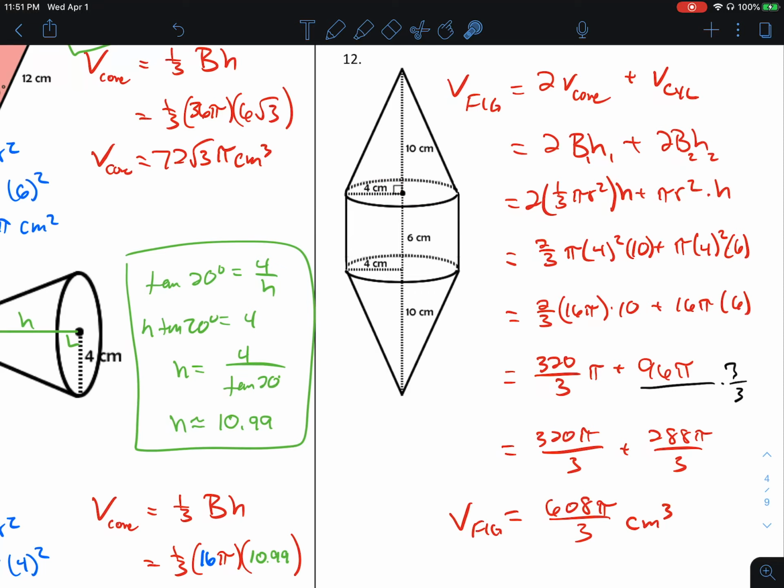The base has a radius of 4, so it's 4 squared. The area of the base is 16 pi times the height of 10. That's where this 10's coming in. And then 3 doesn't go into these, so I just left it as 320 pi over 3. The volume of the cylinder has the same base as these, so it's also 16 pi times the height of 6. We get 96 pi.